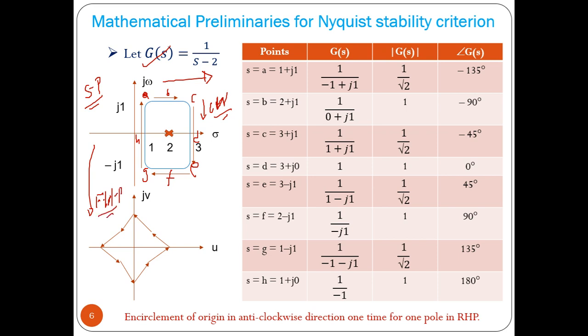Let us first find out. Now what we are doing is we are taking this A point whose value is 1 + j1, B point 2 + j1, C point is here, which is 3 + j1, then D point is 3 + j0, E 3 minus j1, F 2 minus j1, then G 1 minus j1, and H is 1 + j0. Now those S values we can put in this particular transfer function. We will get all these transfer function values.